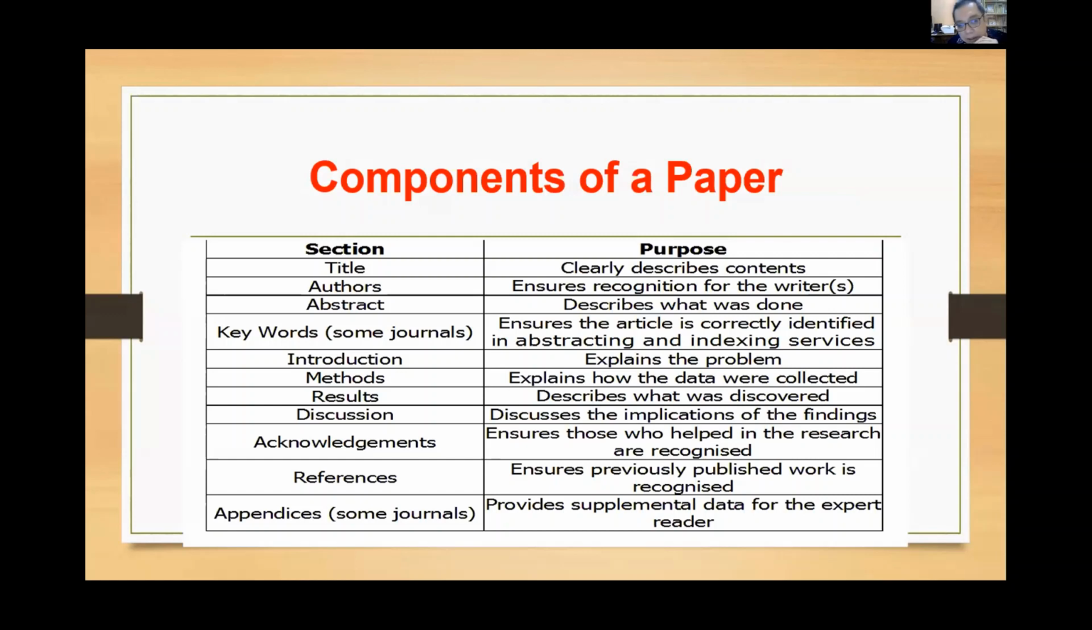So I don't want to emphasize each of them, as Prof. Farida mentioned the purpose of the abstract, title, and even the keywords. The introduction is mainly to explain the problem and give some literature about your problem and background. The method explains how the data was collected and how the experiment was carried out, and the result describes what you have discovered. And the discussion discusses the implications of the findings.